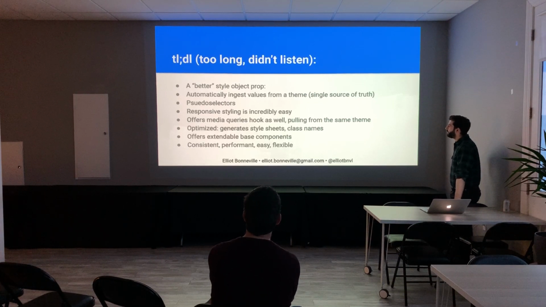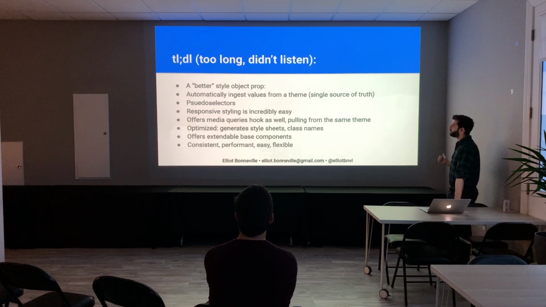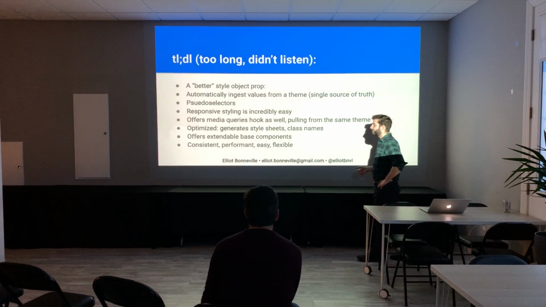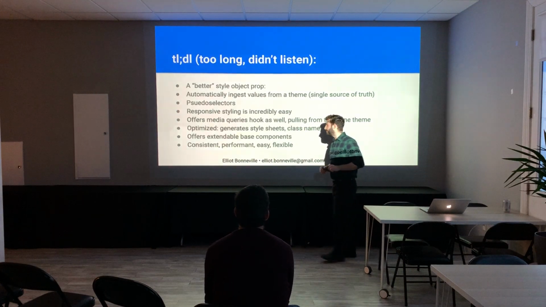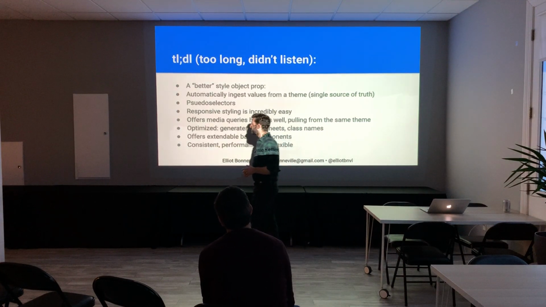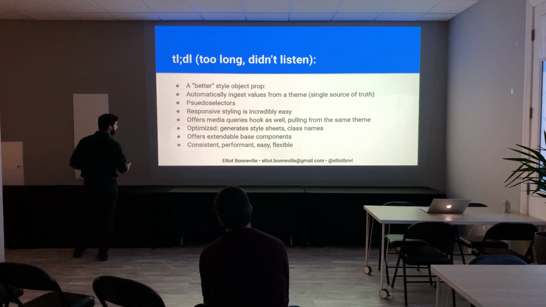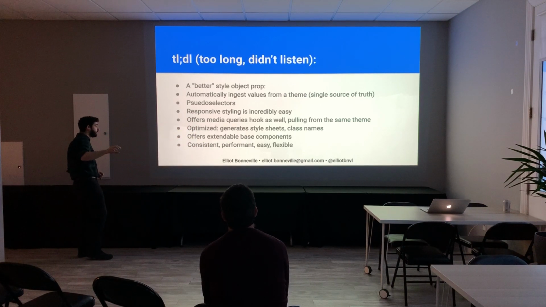So the summary again, what does Theme UI give us? It gives us this better style object property that will automatically grab values from our theme. It gives us the native CSS. It's funny to use native and CSS in the same sentence, by the way, but there it is. It gives us CSS capabilities like pseudo selectors. It gives us all this really easy responsive styling, gives us these media query hooks.